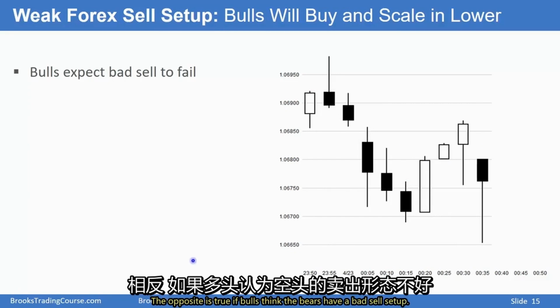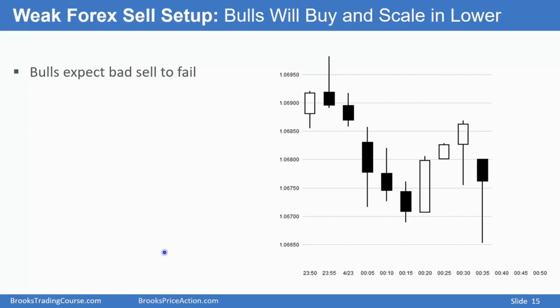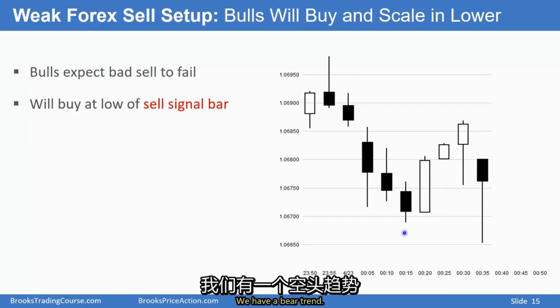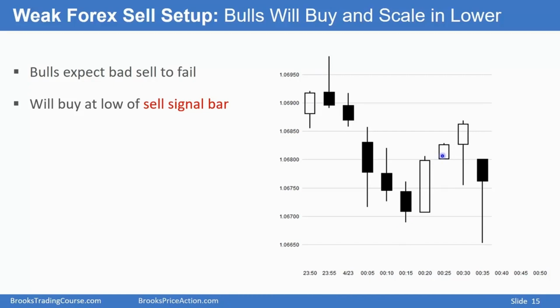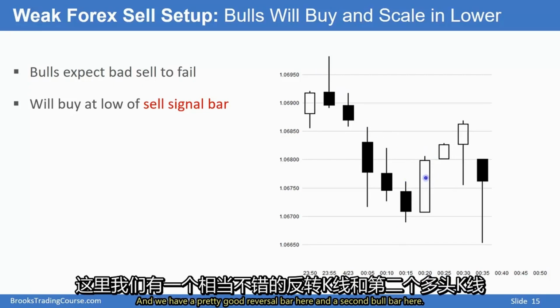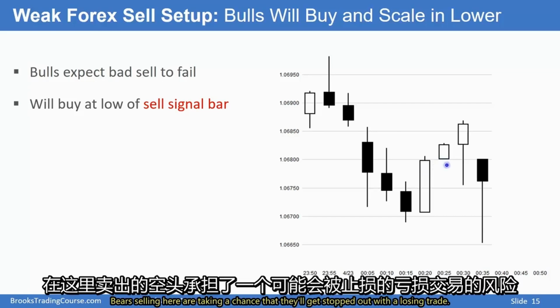The opposite is true if bulls think the bears have a bad sell setup. Bulls will buy the low of a bad sell signal bar. We have a bear trend. Maybe this is a bear flag. It lacks consecutive big bear bars, and we have a pretty good reversal bar here and a second bull bar here. Bears selling here are taking a chance that they'll get stopped out with a losing trade.